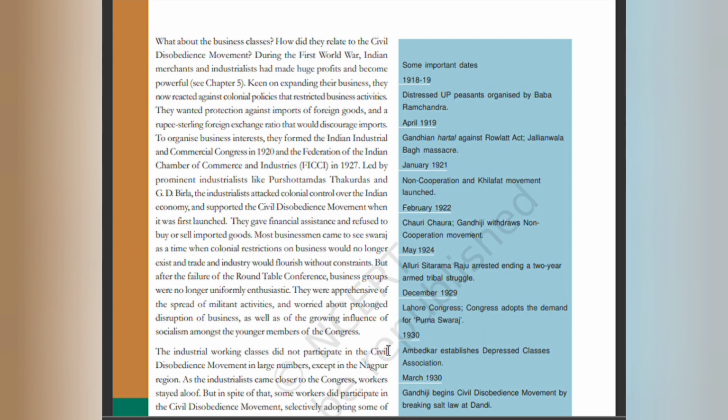What about the business classes? How did they relate to the civil disobedience movement? During the First World War, Indian merchants and industrialists had made huge profits and become powerful, keen on expanding their business. They now reacted against colonial policies that restricted business activities. They wanted protection against imports of foreign goods and a rupee-sterling foreign exchange ratio that would discourage imports.